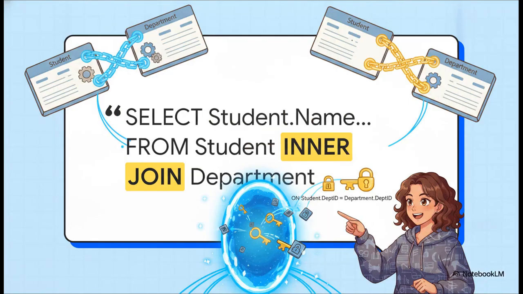And here's what that looks like in actual SQL code. We're asking the database to select the student's name and the department's name. We start from the student table, and we inner join the department table. But the real magic, that happens right at the end. On student.deptID equals department.deptID. We're explicitly asking the database to link these two tables exclusively via that shared DeptID column.